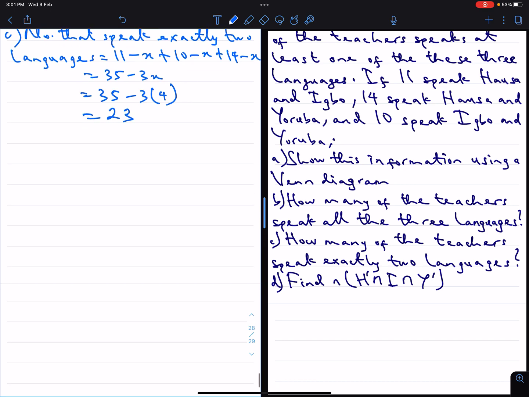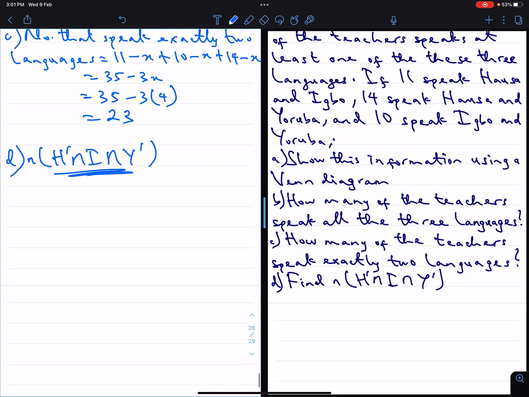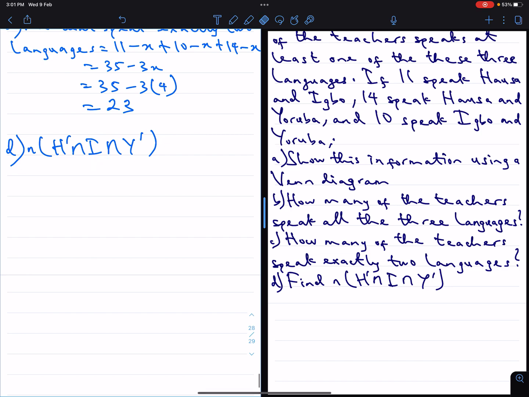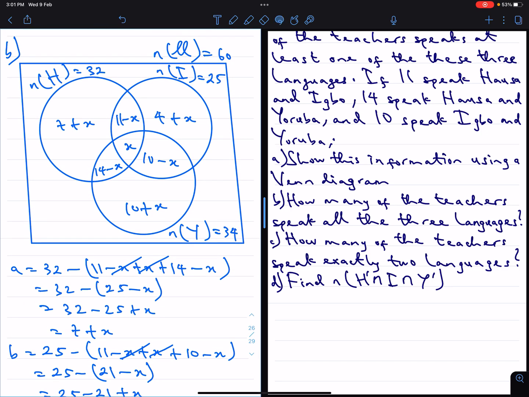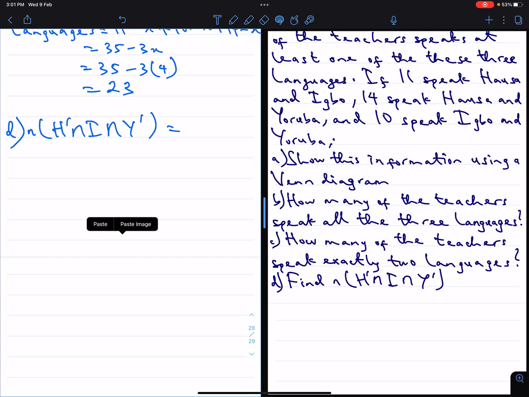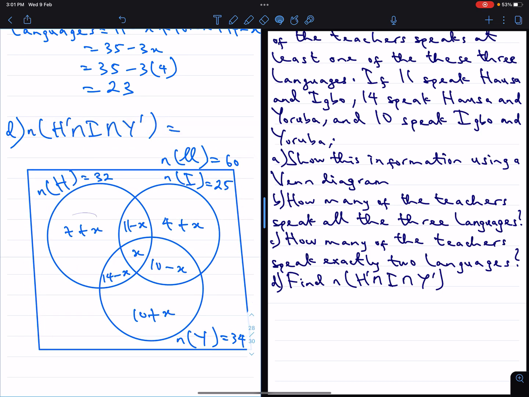Yeah, the next one, which is question D, says find n of h complement intersection I intersection y complement. This simply means the number of elements in the set h complement intersection I intersection y complement, and that set is a set of teachers who speak only Hausa. I think I already copied this, so I can paste it here. The set of teachers who speak only Hausa, and of course that is this. Only Hausa.